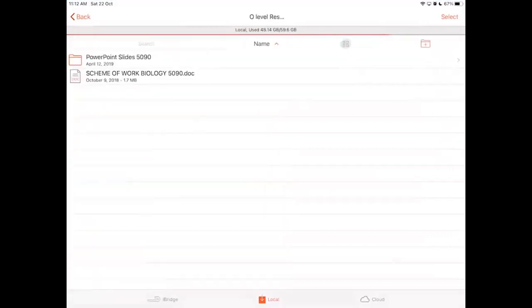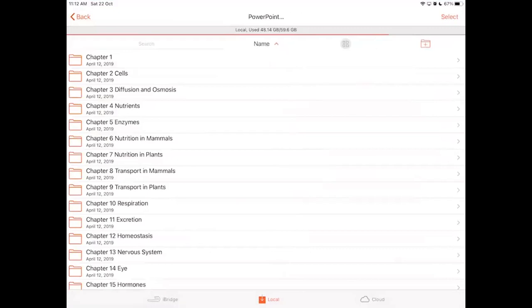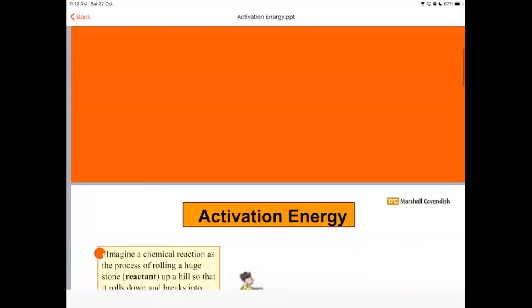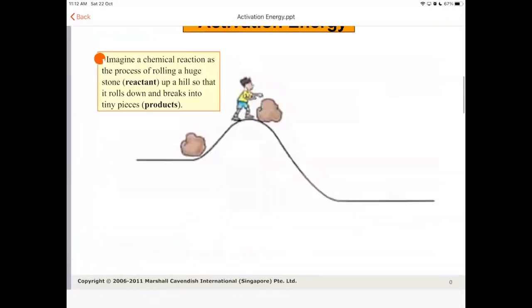One of my presentations on the enzymes. Although it's a low-level presentation, it very well explains. Look, imagine a chemical reaction as a process of rolling a huge stone or reactant up a hill so that it rolls down and breaks into products. So you wanted to break a big stone into a product, and that's your chemical reaction. After the reaction, the big stone becomes the product, tiny, tiny pieces.